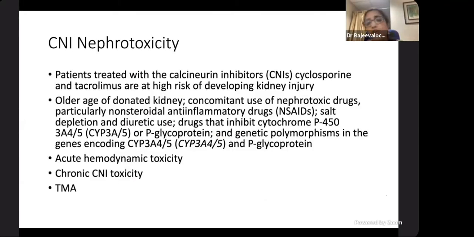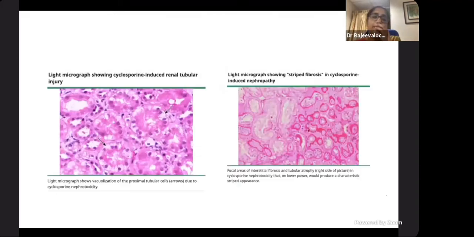Now, CNI nephrotoxicity, as we're all, urologists and nephrologists in this panel, know. Patients treated with CNIs, cyclosporine and tacrolimus, are at higher risk of developing AKI as well as CKD. Concomitant use of nephrotoxic agents, salt depletion, diuretic usage, and drugs that interfere with the P450 and P-glycoprotein systems can cause CNI nephrotoxicity. We can have acute hemodynamic toxicity, chronic CNI toxicity, as well as thrombotic microangiopathy in rare cases.